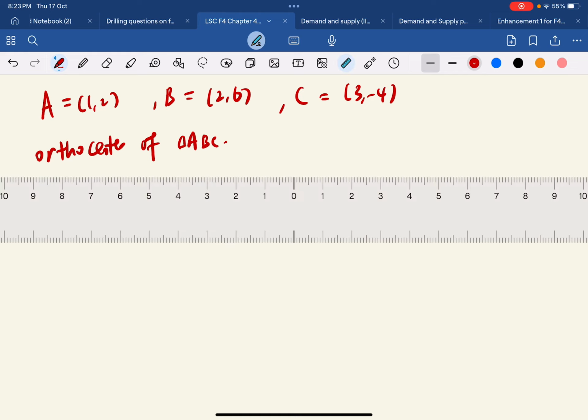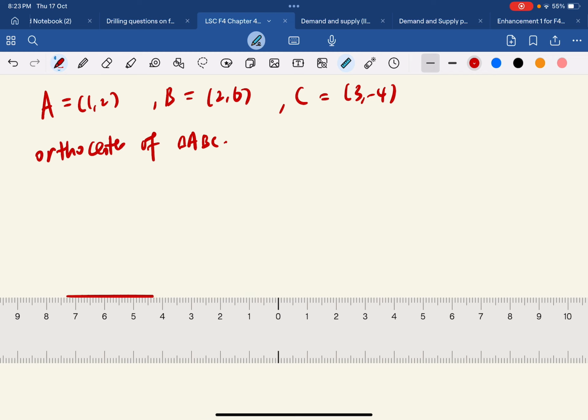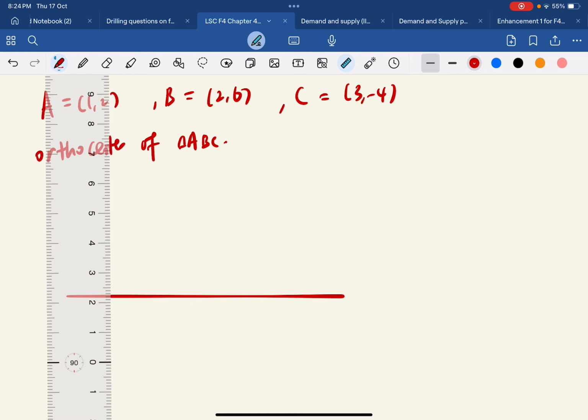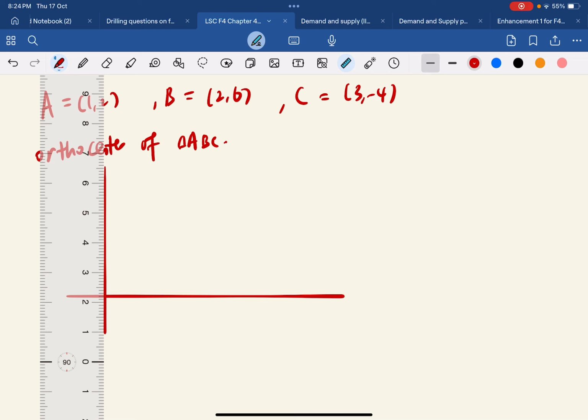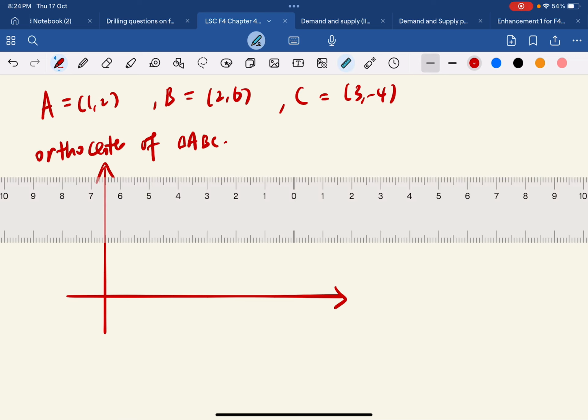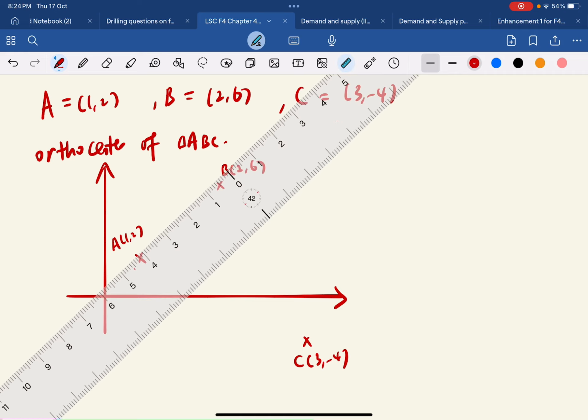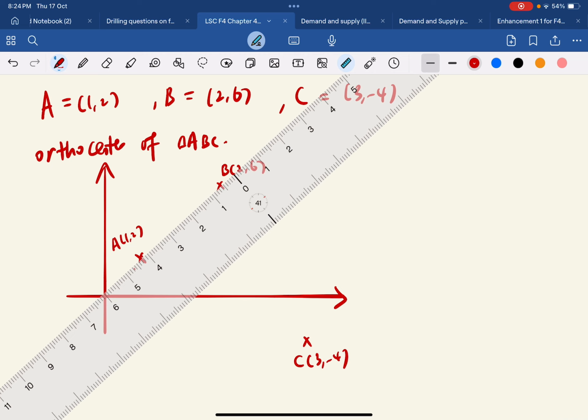Again, draw the diagram first. So (1, 2) maybe somewhere here. Okay, this is (1, 2). (2, 6) maybe somewhere here. (3, -4) maybe here. Okay, so let's join the dots.